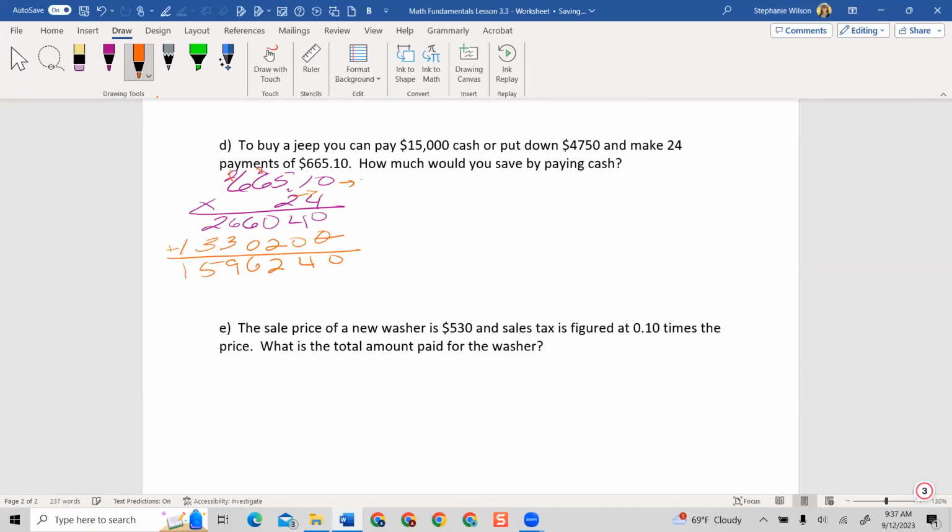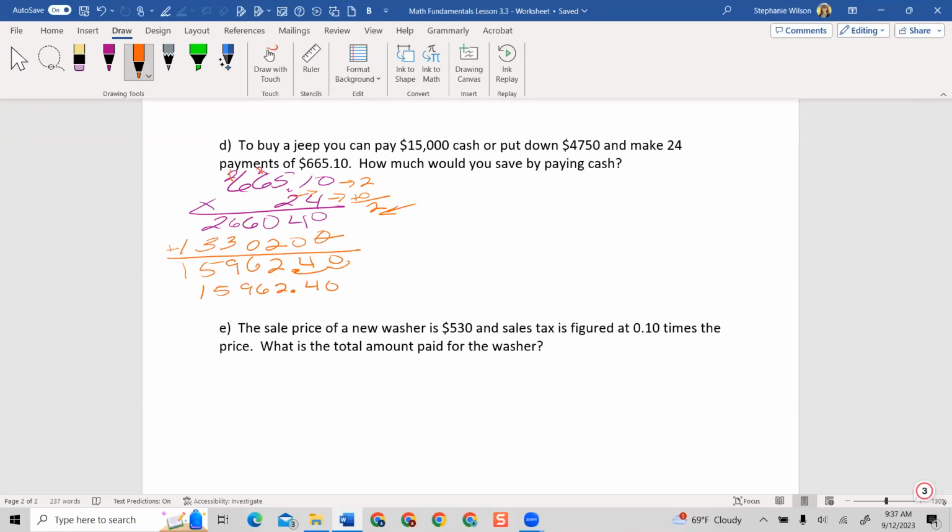And I look here, I have 2 decimal places here, I have 0, so I'm going to move the decimal 2 places to the left, 1, 2. So now I have $15,962.40. Okay, so this is what I would pay in 24 payments at $665.10.